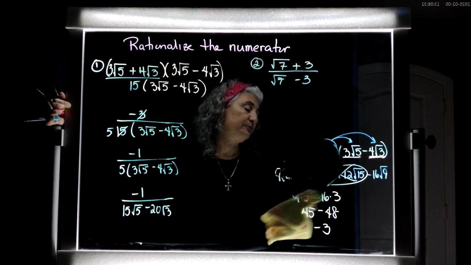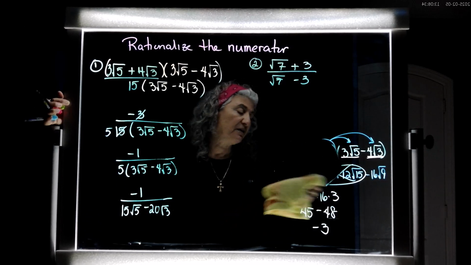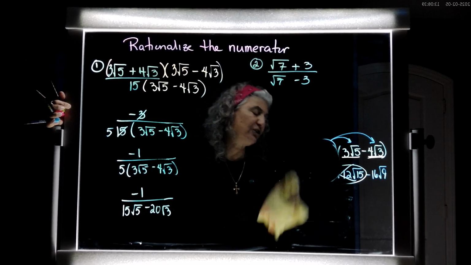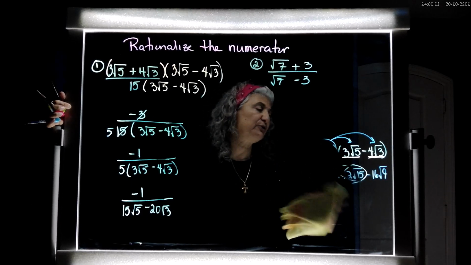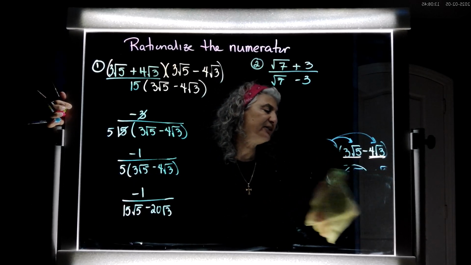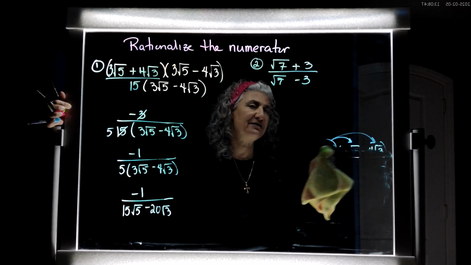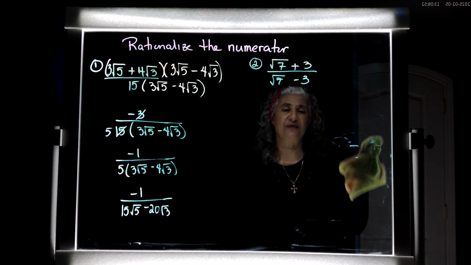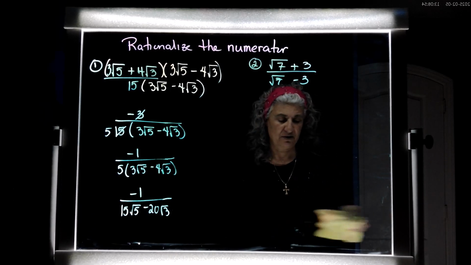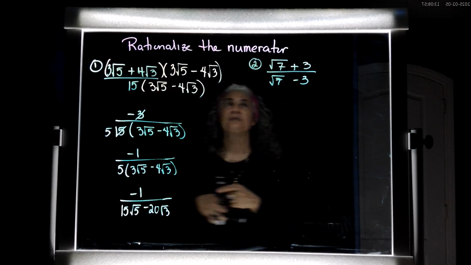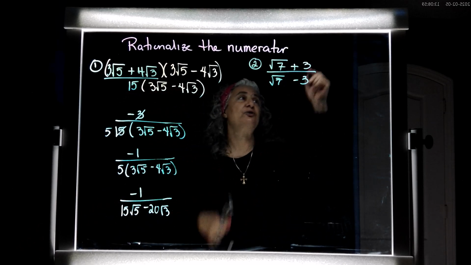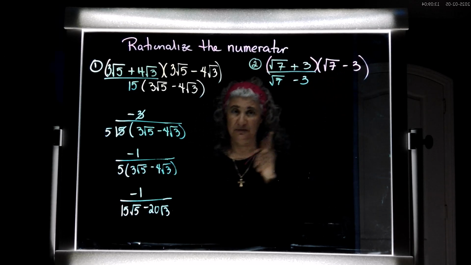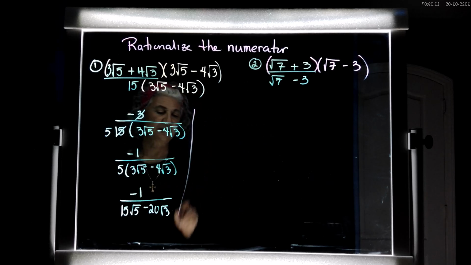Okay, so number 2, stay focused. There's radicals, square roots, in the numerator and denominator, but stay focused on the directions. The directions say to rationalize the numerator. So the numerator is square root of 7 plus 3. Stay focused. So I'm going to multiply the numerator by the square root of 7 minus 3. Okay, let's do some side work here.